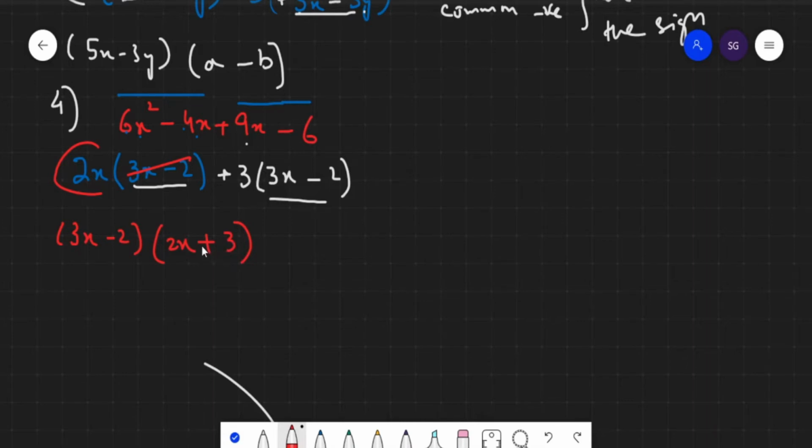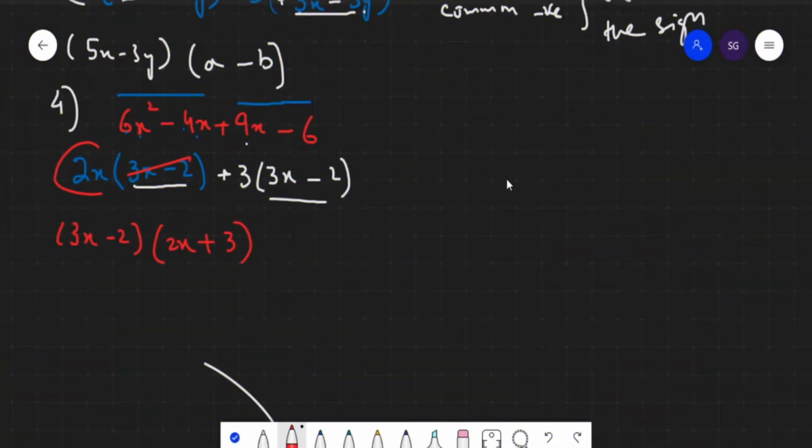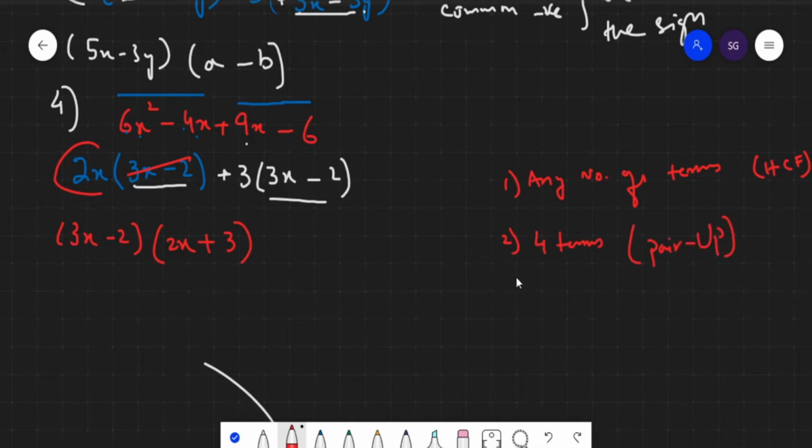So now we move on to our rule number 3, and so a summary of the rules that we have done is: any number of terms, you do HCF of all terms. And then rule number 2 that we just did, if we have 4 terms, we pair up. Now we're moving on to the third rule, and you might guess we are descending in the number of terms. Any number of terms, then 4 terms, and now we're going to discuss 3 terms. Let's see what 3 terms has to say.